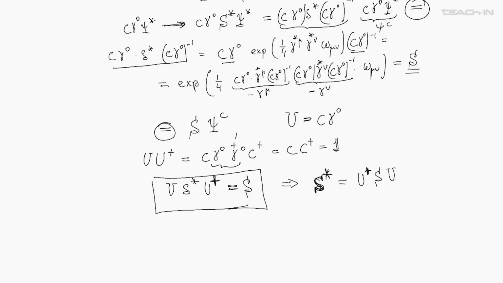And mathematically, this fact means that the original representation of SO+(1,3) on 4-dimensional spinors and its complex conjugate representation, this S star, are simply unitary equivalent. This means a unitary equivalence of two different representations, S and its complex conjugate.